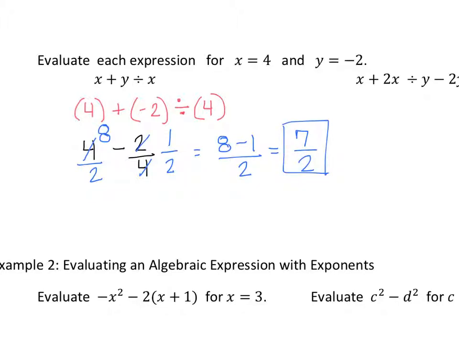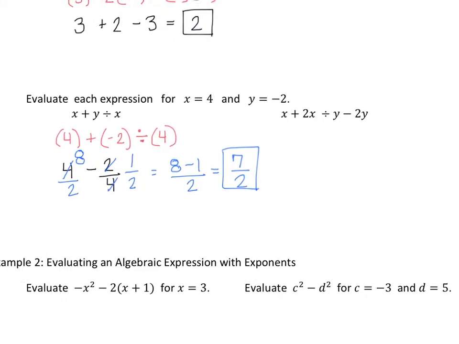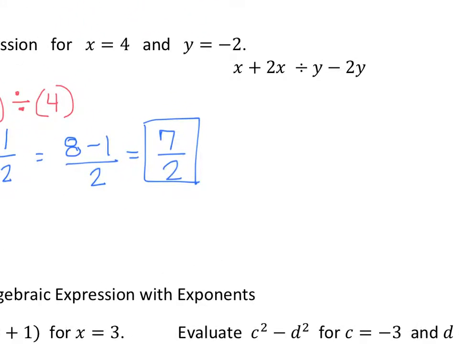Any questions at all? No. Okay. Alright, now the next one. Same values we're plugging in. So we've got 4 plus 2 times 4 divided by -2 minus 2 times -2.